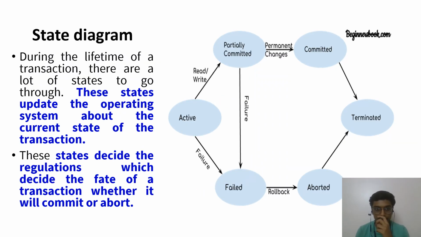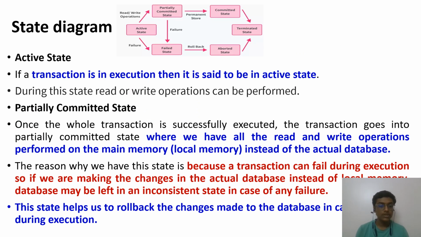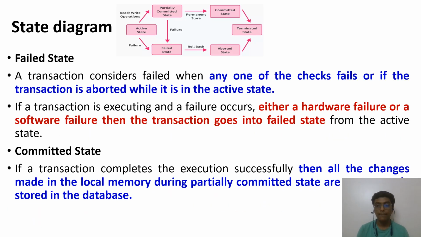So this is the state diagram for transaction management. One state is the active state. If the transaction is in execution, then it is said to be in the active state. Partially committed state is when the whole transaction is successfully executed, and the transaction goes into the partially committed state, where all the read and write operations are performed on the main memory instead of the actual database.